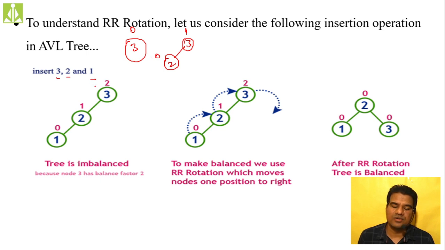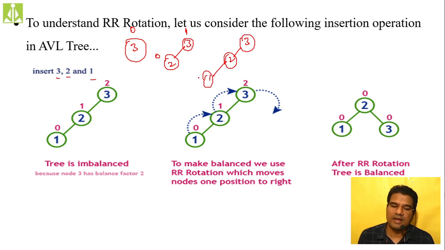Then try to insert 1. We have 3 and 2, and we are inserting 1. How do we do it in a binary search tree? The same way. Compare 1 with 3. It is lesser, so move to the left child. Compare 1 with 2. Again lesser, so insert 1 as the left child of 2.